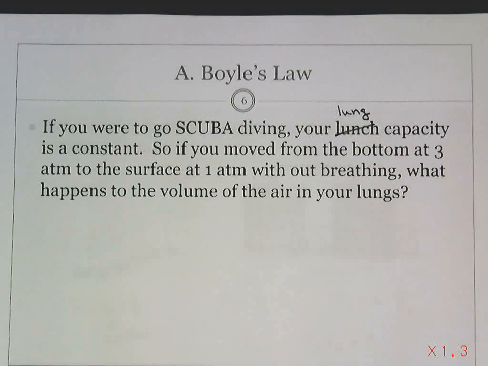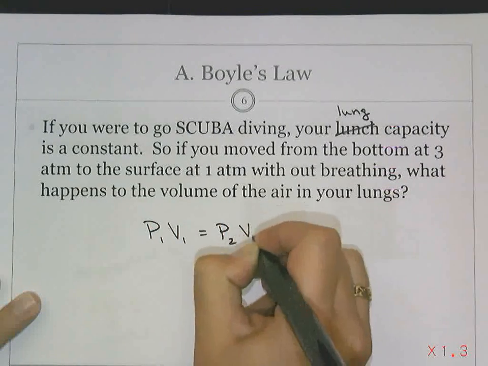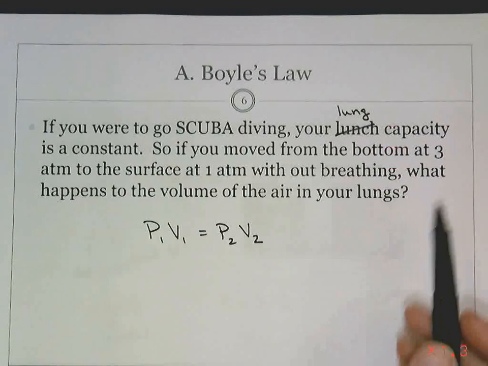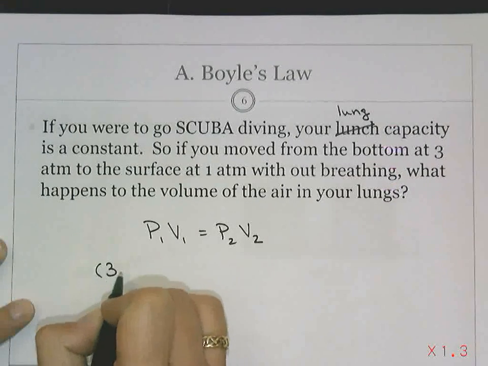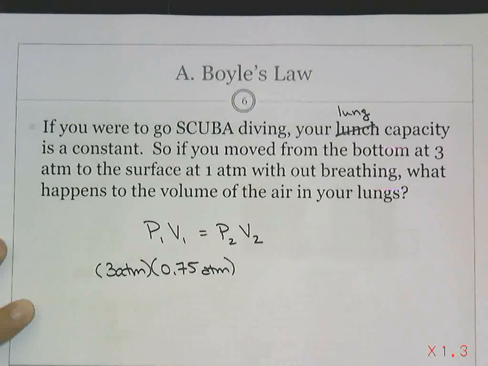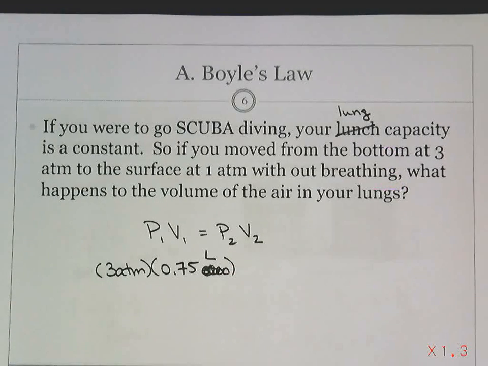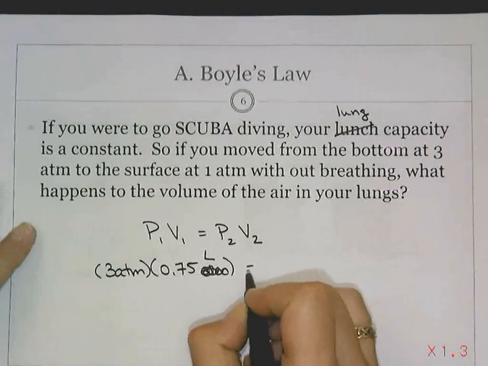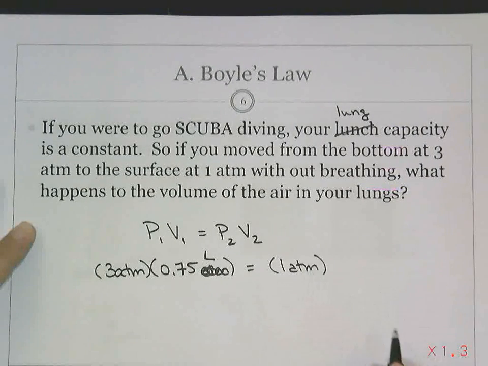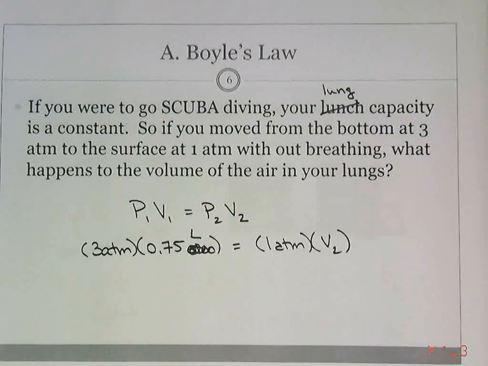All right, so we want to use the Boyle's law equation. The initial pressure is where we are at the bottom of the ocean, 3 atmospheres. And your lungs, in general, hold, oh, that should be liters, sorry, 3/4 of a liter, 0.75 liters. All right, we have now gone to the top of the ocean, and I want to know what the new volume of air is. So get out your calculators and figure out 3 times 0.75.